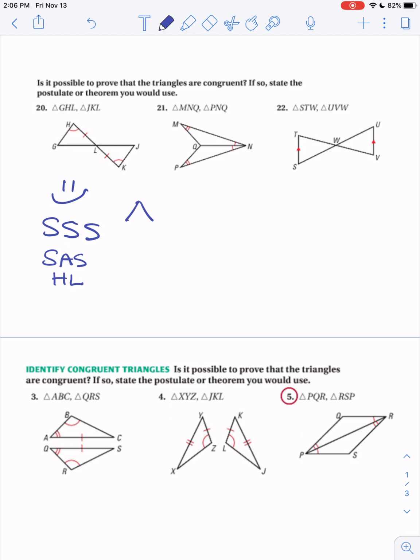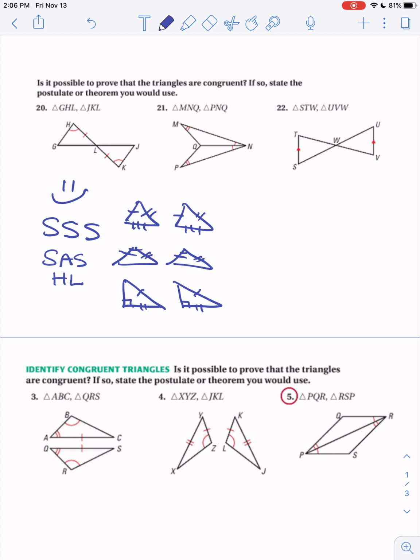So let me just show you real quick what that looks like. Side, side, side would look like this. Side, angle, side would look something like this. It's 2 sides with the angle between them, which is called the included angle. And then hypotenuse leg looks something like this. It has to be a right triangle, and you have to have the hypotenuse of each triangle, and then you have to have one of the 2 legs. It doesn't matter which one.